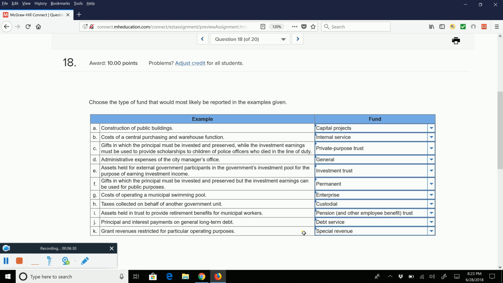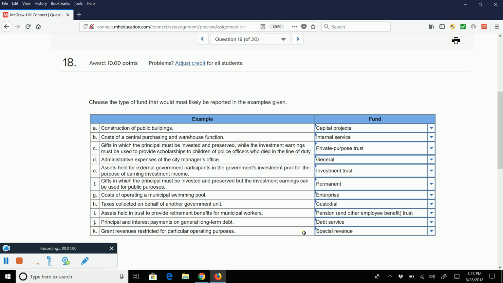Letter E, assets held for external government participants in the government's investment pool for the purpose of earning investment income. This is when a bunch of governments get together and they pool their money. And so when we have a trust fund, we're actually the ones managing the investments for other external governments. We would account for that in a fiduciary fund, specifically an investment trust fund.